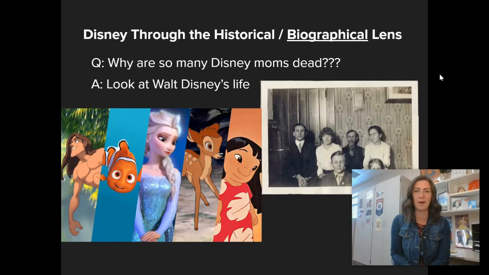Let's look at another biographical example. I'm sure that you've seen many Disney movies, and maybe you've wondered, why are all the moms in Disney movies dead? Sometimes it's the mom and the dad. Sometimes it's just the dad, but more often than not, it's just the mom who's dead. Take a look at all of these films, right? In Tarzan, of course, both of the parents die. In Nemo, we know it's the mother. I believe it's the mother and the father in Frozen as well. So we see a lot of dead parents, but a lot of dead mothers.